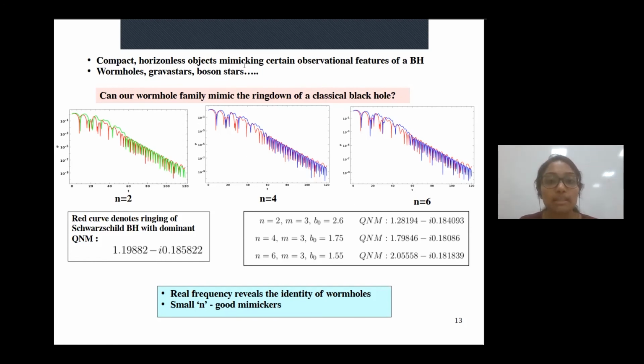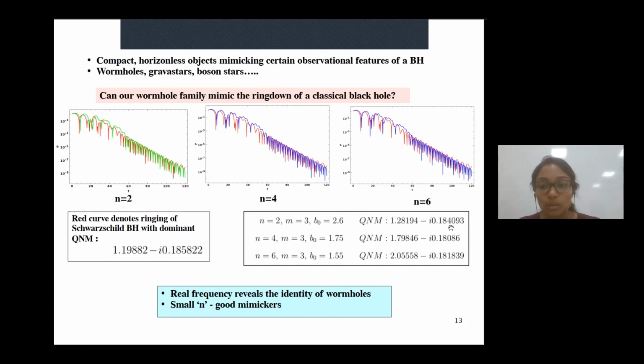These are compact horizonless objects that mimic certain observational features of a black hole. As Professor Cardoso had explained earlier, some of the examples include wormholes, gravastars, boson stars, and so on. We now probe the question whether our wormhole family can exactly mimic the ringdown features of the Schwarzschild classical black hole. As you can see in the plots, the red curve denotes the ringdown of the Schwarzschild black hole for the m equal to 3 mode. The corresponding green and blue lines indicate the ringdown for the corresponding wormhole geometries n equal to 2, 4, and 6. It is indeed interesting to see that the mimicking nature is obvious for different throat radius values corresponding to different n geometries.